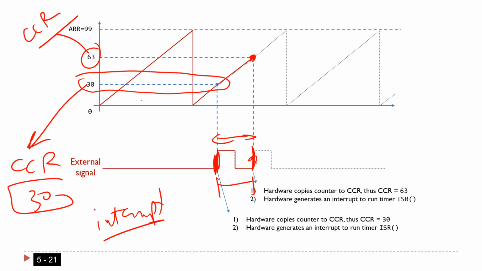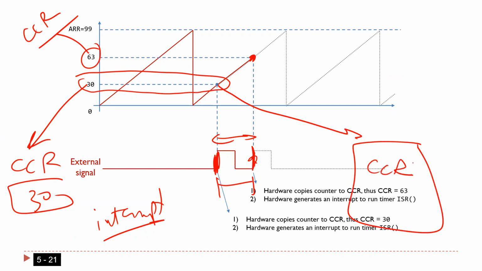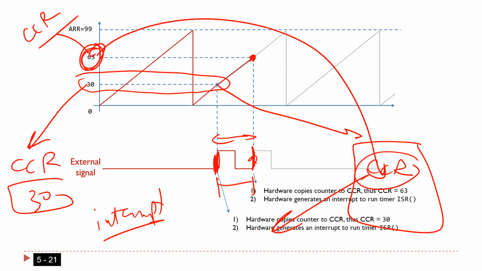Why? Because at this moment when there is an interrupt, you have to take CCR and store it somewhere. Otherwise, when the second one comes, it's going to override CCR. You understand what I'm saying? So when the first event comes, the count, we call it timestamp, is stored in CCR. When you go to the subroutine, you have to empty CCR. You have to take this value and store it somewhere. Otherwise, the second one, when it comes, is going to override CCR.